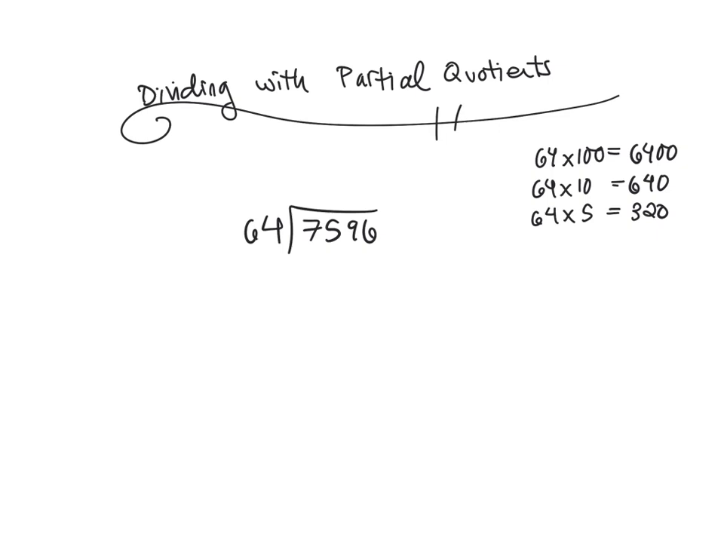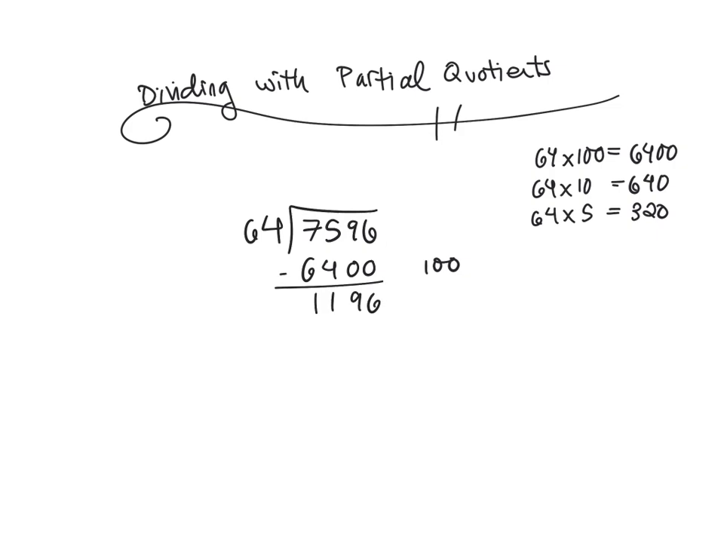So let's see, how many times do I think 64 goes into this number? Gosh, I don't exactly know, but I know it goes in 100 times, because 100 times 64 is 6,400. Let me write my 100 out here. Okay, now I have 1,196.